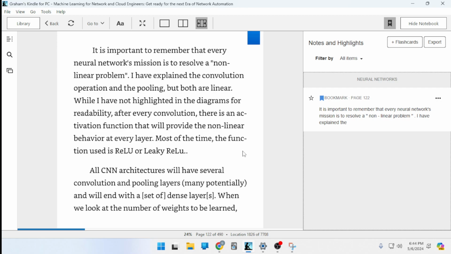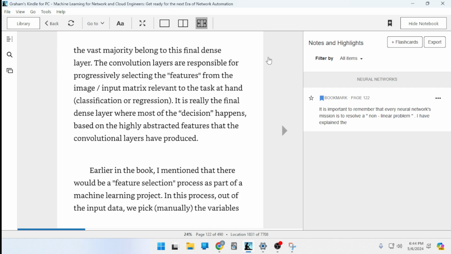When we look at the number of weights to be learned, the vast majority belong to this final dense layer. The convolution layers are responsible for progressively selecting the features from the image/input matrix relevant to the task at hand, classification or regression. It is really the final dense layer where most of the decision happens based on the highly abstracted features that the convolutional layers have produced.